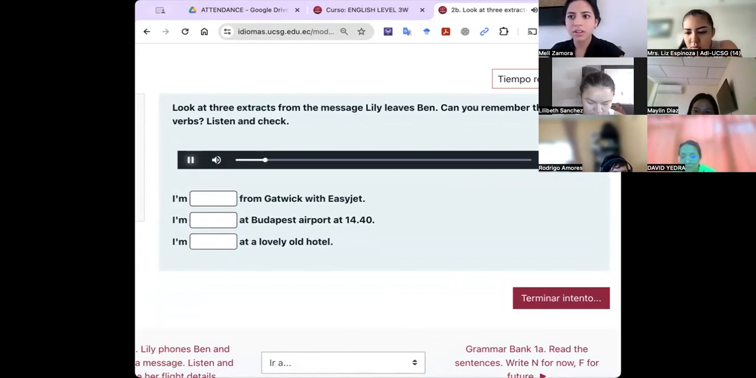1.63. 1. I'm flying from Gatwick with EasyJet. 2. I'm arriving at Budapest Airport at 14:40. 3. I'm staying at a lovely old hotel.